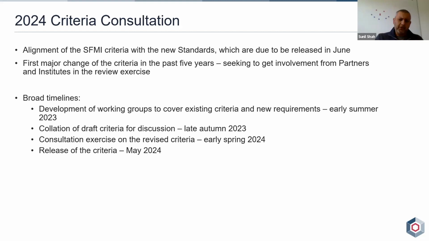Together with that, we've also got TCFD, transition plans, which also start to come through. And so within that, we're seeing a need for a change for the SFMI. So it's going to be the first major change that we've done for over 5 years, and looking at how to incorporate these elements within the criteria itself.